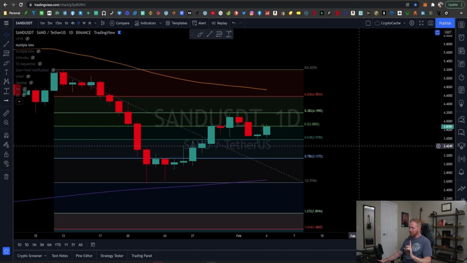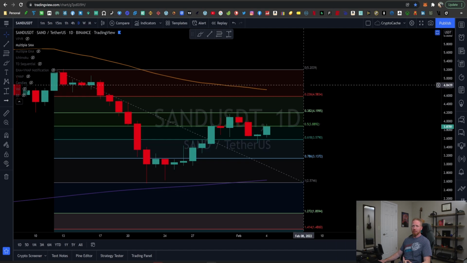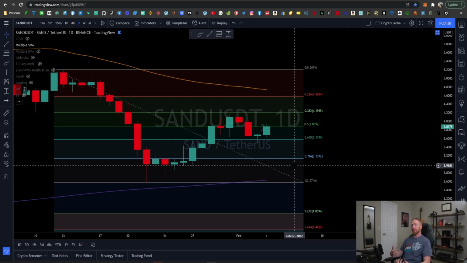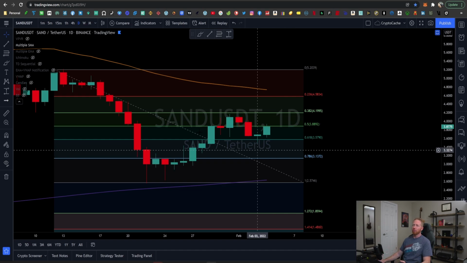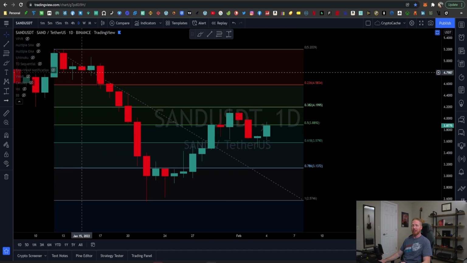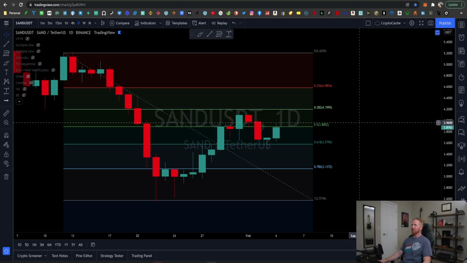So starting with Sandbox. One thing to note is we're under the 50-day moving average and above the 200. A lot of coins are in that same scenario right now, so they're not super relevant at this point, so we don't need to worry too much about those. What we should worry about a little bit is some key level resistances.